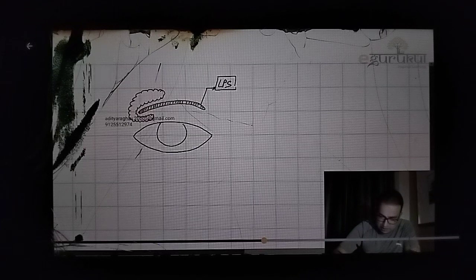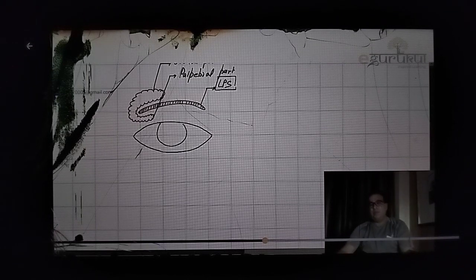So this larger part, let me just write it here. This is called the orbital part. It is in direct relation to the bone. I'll tell you which one that is. And this portion of the gland is the palpebral part, which is present in the upper eyelid.